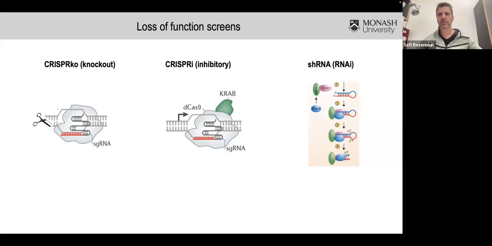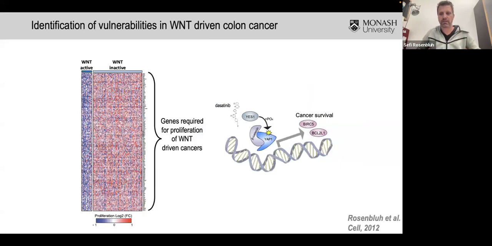So I'll start with the history of this. The history obviously was using shRNA screens, and this is my former work, in which we could use these shRNA screens with the same kind of methodology that I showed you before, these kind of pools, and find genes that are essential for proliferation of a particular cell.